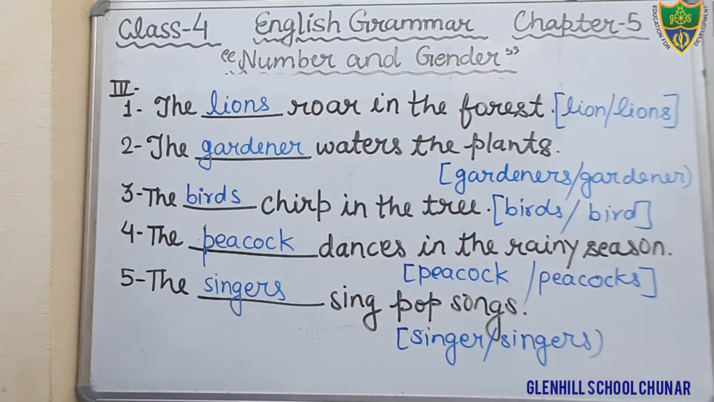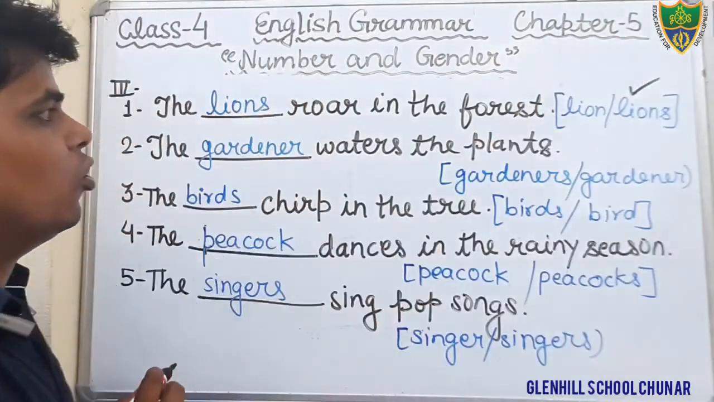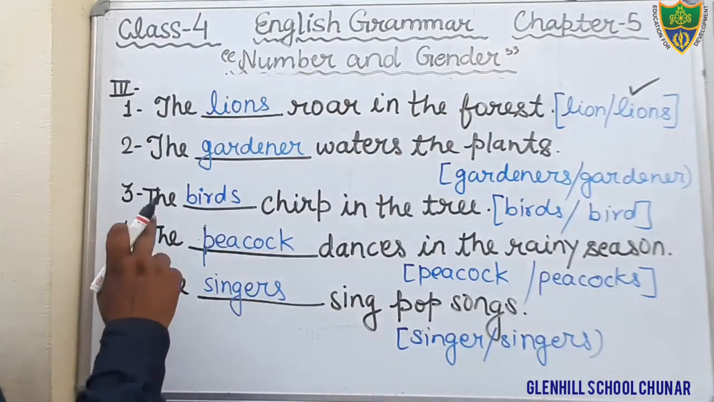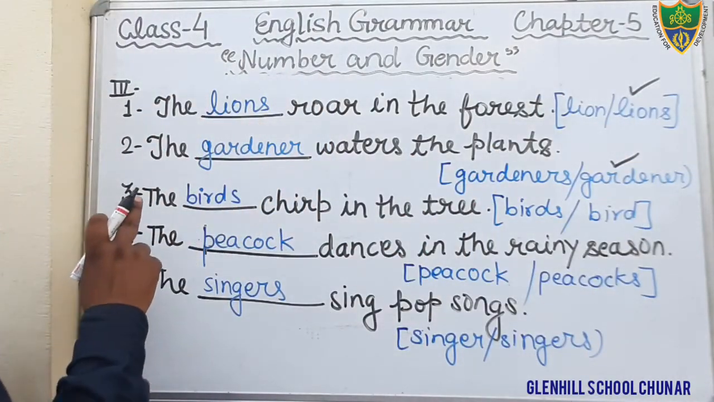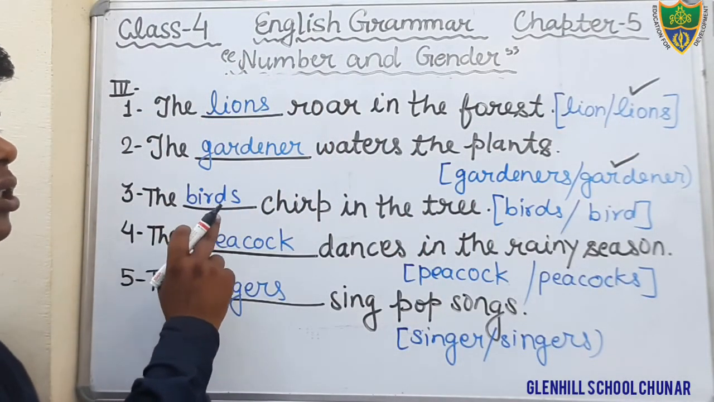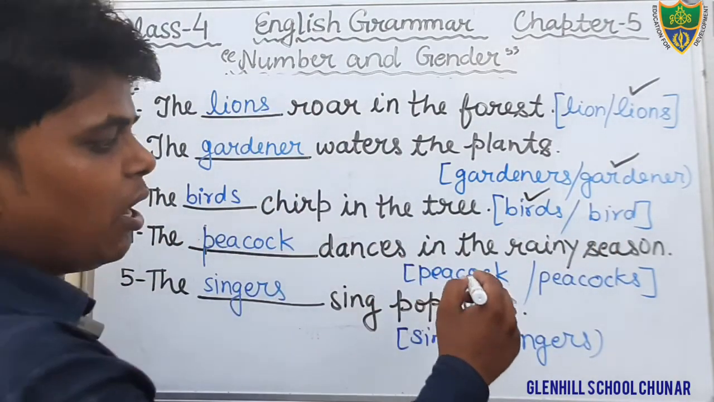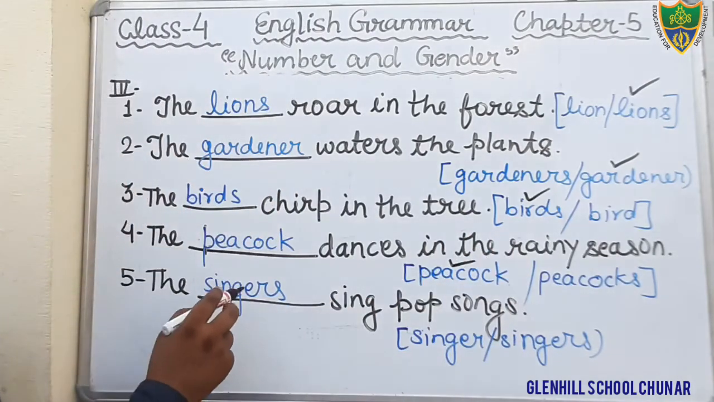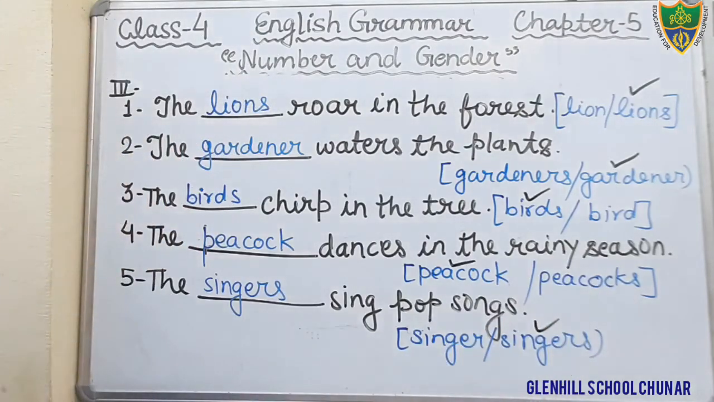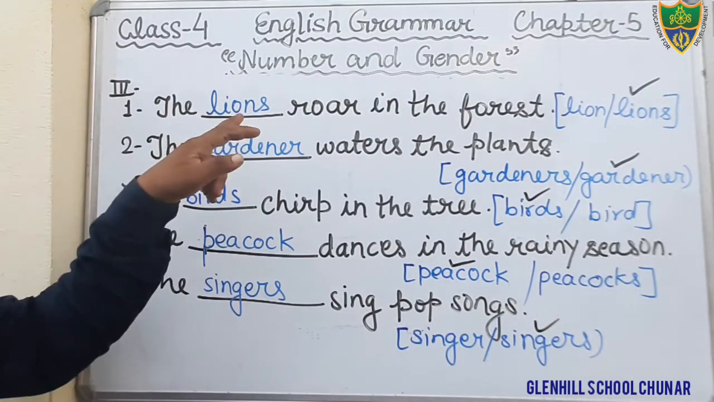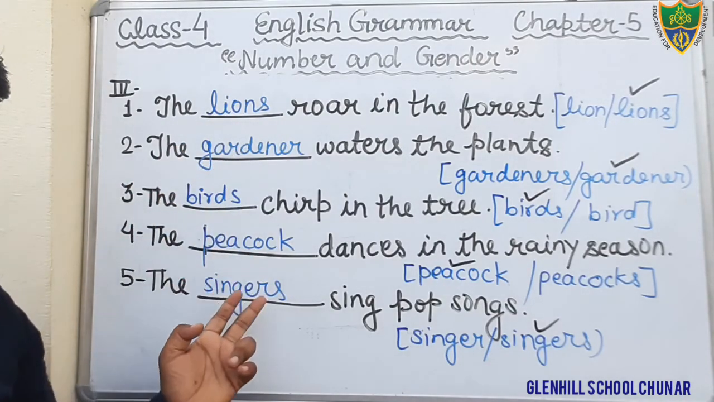Okay, students, so in the first blank, you have to fill the lions. The lions roar in the forest. The gardener waters the plant. Gardener you have to fill. In question number 3, birds. The birds chirp in the tree. Birds in the plural form. Peacock dances, you have to fill in singular form. And the singers sing pop song, you have to fill in plural. So the answers are: lions, gardener, birds, peacock, singers.